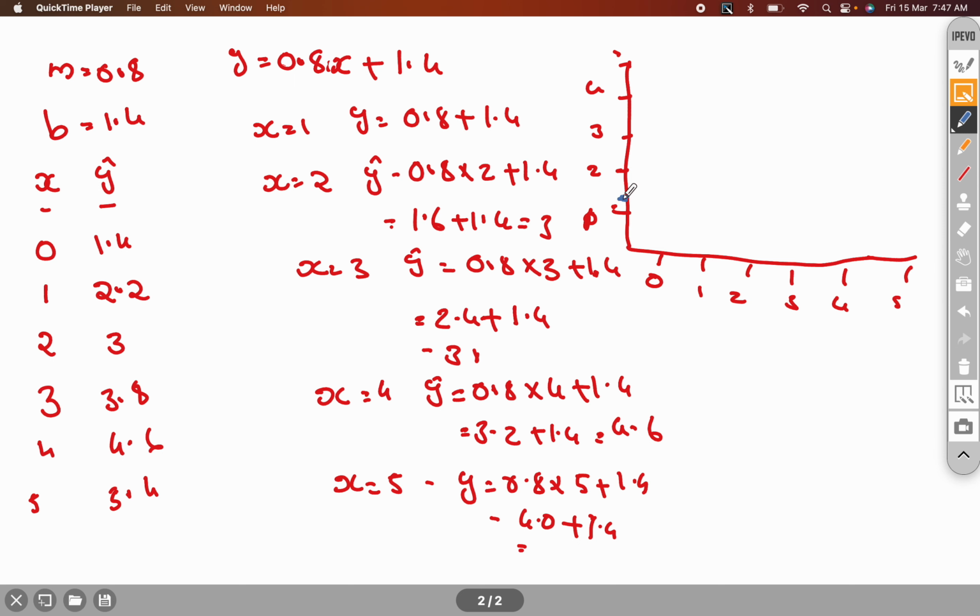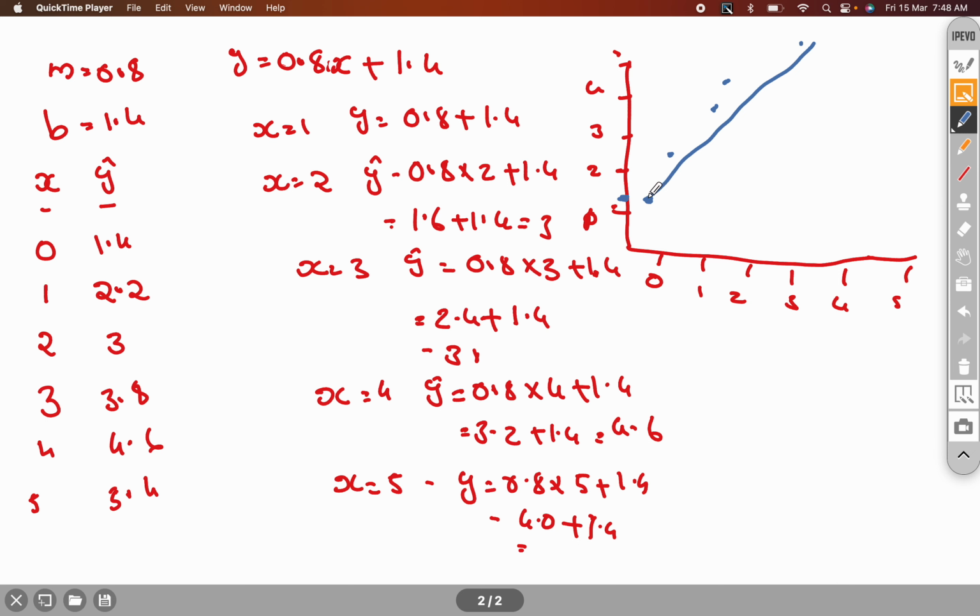So when x is 0 it will be 1.4, somewhere here. Then when it is 1 it is 2.2, somewhere here. When it is 2 it is 3, so this will come somewhere here. When it is 3 it will become 3.8, maybe a little bit here. Then when it is 4 it will be 4.6, something like this we can draw.